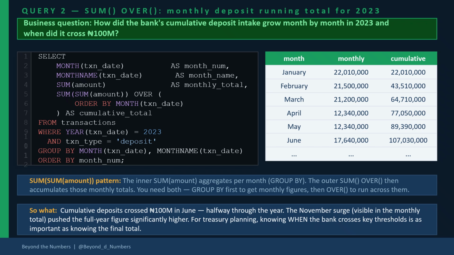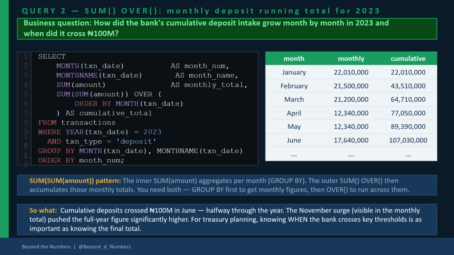If you look at the result which you have on the table, you'll see that January has 22 million and the cumulative is 22 million, right? By June, cumulative totals 107 million, which is well above the 100 million target that was given in the question. So the so what: then November pushes it significantly higher. So it goes higher like that. The so what is that the bank has crossed 100 million deposits in June, halfway through the year.